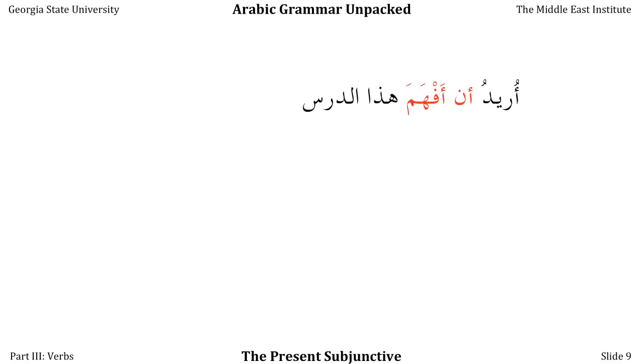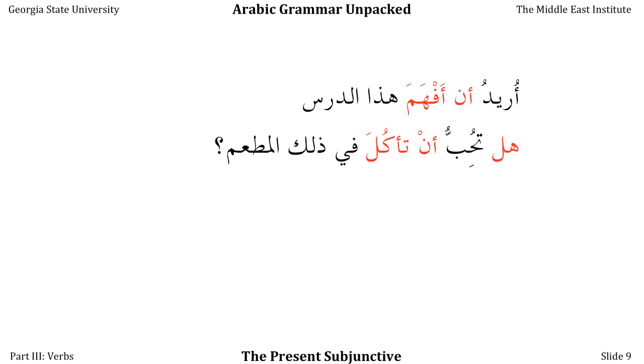So uridu, that's the regular present tense because it ends in dhamma. Uridu an afhama hada ad-dars. I want that I understand this lesson. In English, we'd probably say, I want to understand this lesson. But it's important to remember that Arabic does it a little bit differently. Uridu an afhama hada dars. Because the verb afham, I understand, comes after the conjunction en, we put it in the Muladhara mansub, which is why it ends with a fatha rather than a dhamma.